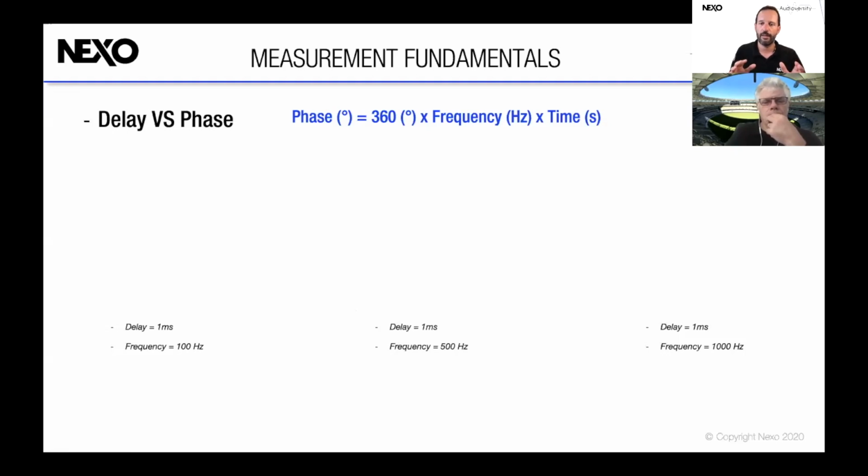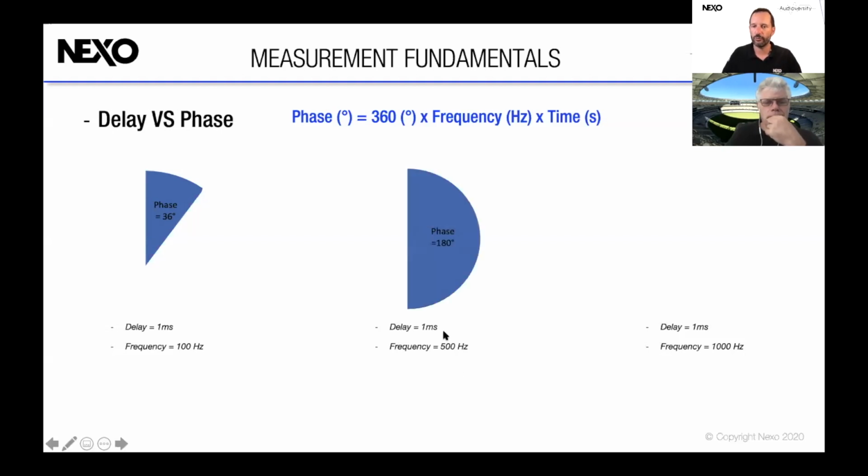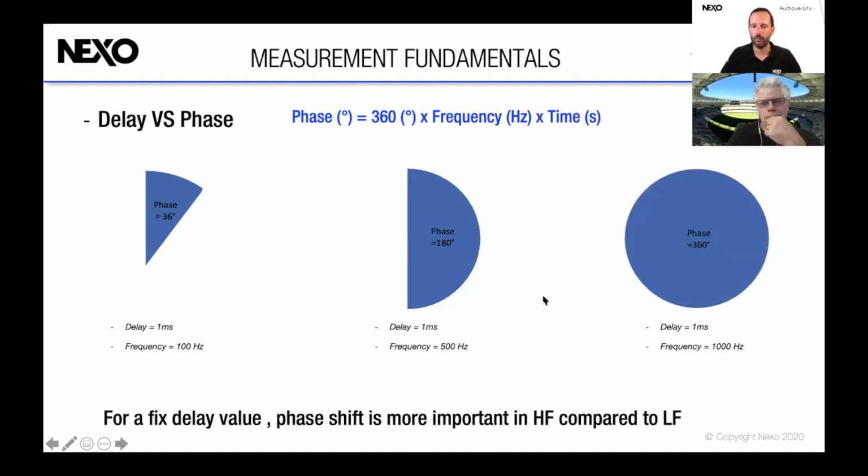The phase is related to the time, but also frequency. So a phase shift is equal to this formula: 360 degrees multiplied by frequency multiplied by time. So what does it mean? It means that if I put 1 millisecond of delay, for example, this will be only 36 degrees at 100 hertz. So this is a phase shift, but it will be out of phase at 500 hertz, and then it will be in phase again at 1000 hertz.